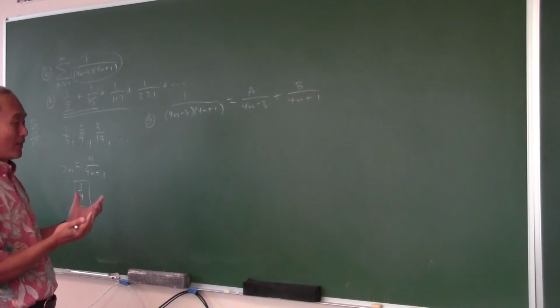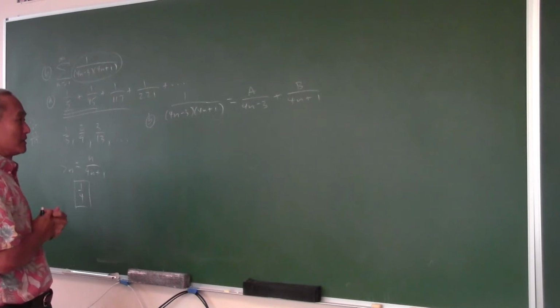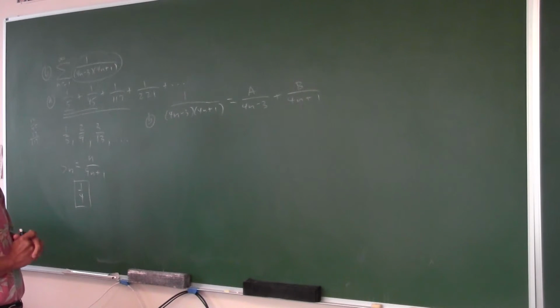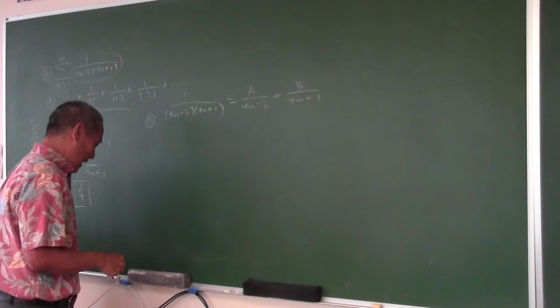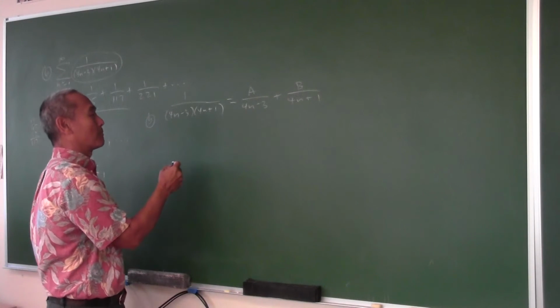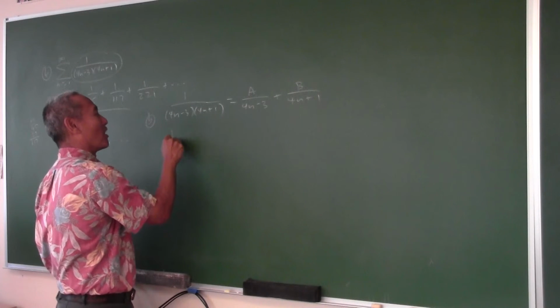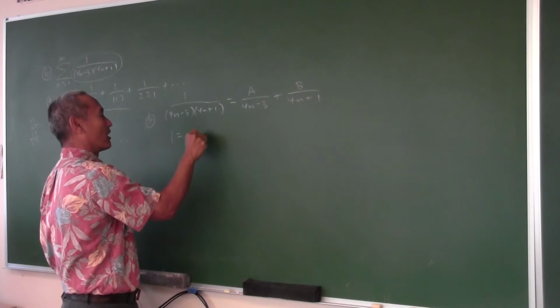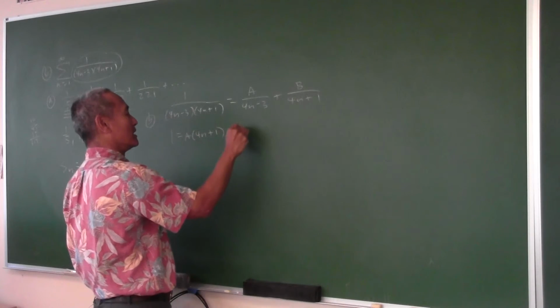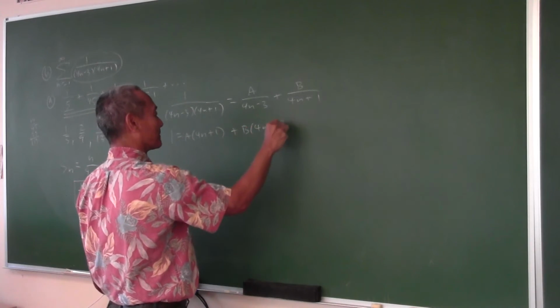Then you need to figure out A and B. Now, this is not a difficult decomposition. This is a basic one. But then you go to BC, you have to be able to decompose the hard ones. Anyway, first step, multiply both sides by the LCD. So you get 1 equals A times 4n plus 1 plus B times 4n minus 3.